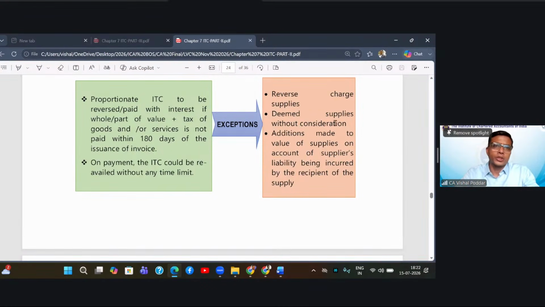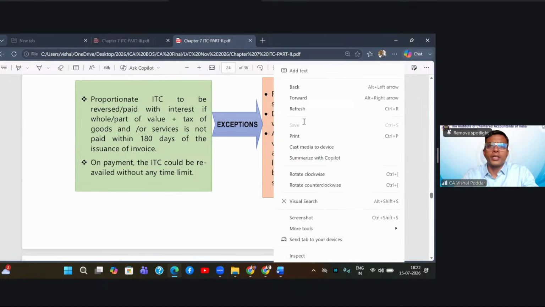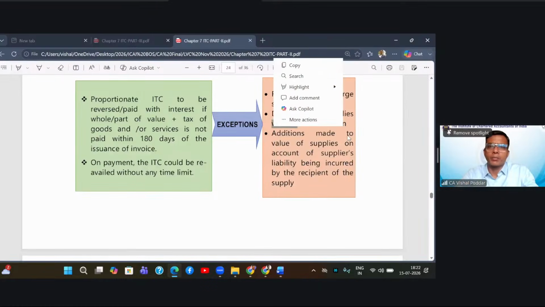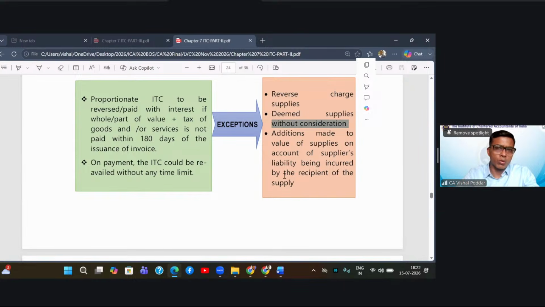Next, Schedule 1 supplies, where even without consideration, the law is treating those supplies as valid supplies. So wherever there is an inward supply, which is without consideration and still Schedule 1 treats it as supply, since there is no consideration, there is no question of payment.